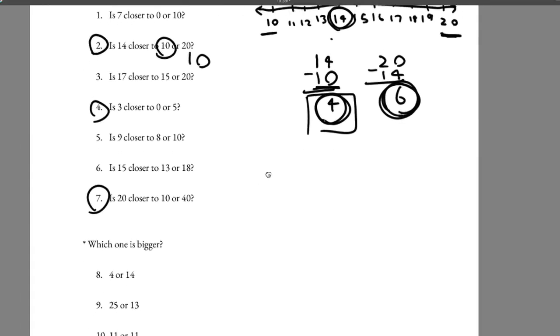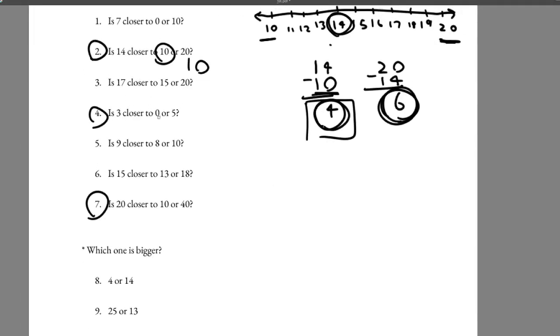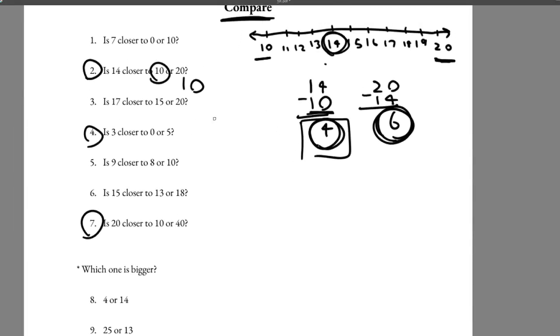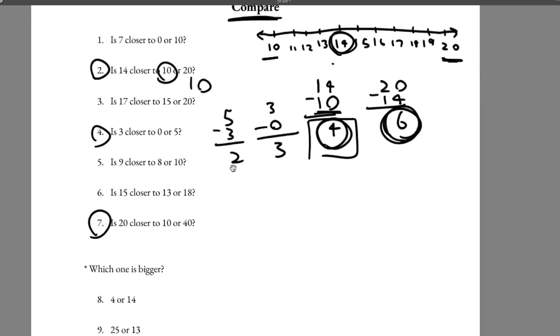Let's try out number 4. Is 3 closer to 0 or 5? Now we could just do this again, but let's try using this method because it's more mathematical, if you will. Now if we subtract 3 from 5, we get 2. If we subtract 0 from 3, we get 3. And we see that 3 is closer to 5 than it is to 0. So 5 is our answer.